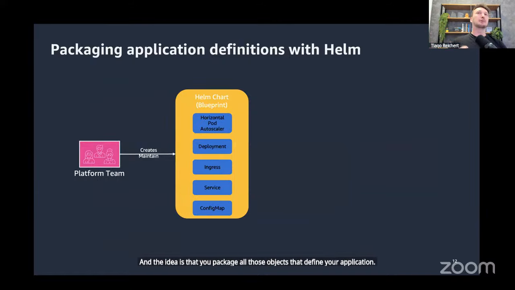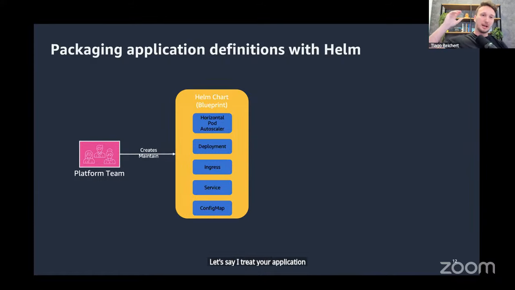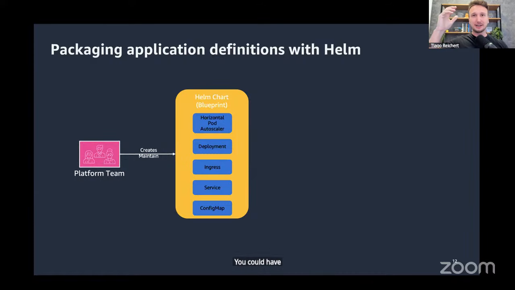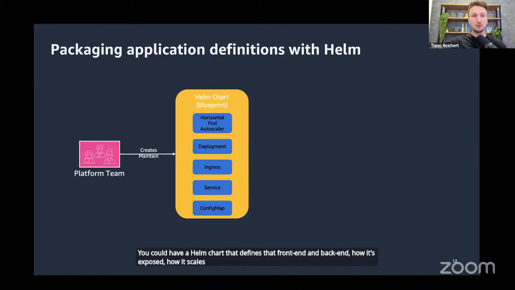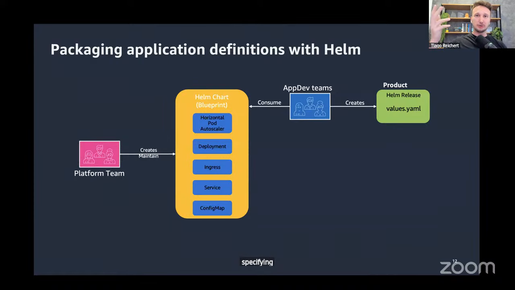Let's take an example here just to be more practical, and that will help in the future during the presentation as well. Let's say a three-tier application. It will have a front-end, back-end, and a database. For now, let's just consider the part of the application that is running on Kubernetes. So front-end and back-end could be running there as containers, for example. You could have a Helm chart that defines that front-end and back-end, how it's exposed, how it scales, the HPA, and so on. And then the application development team just consumes that Helm chart, creating a Helm release, specifying their container images for those microservices, and also how they want to scale the application.